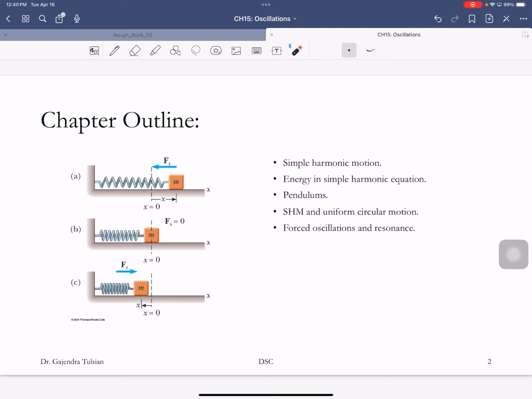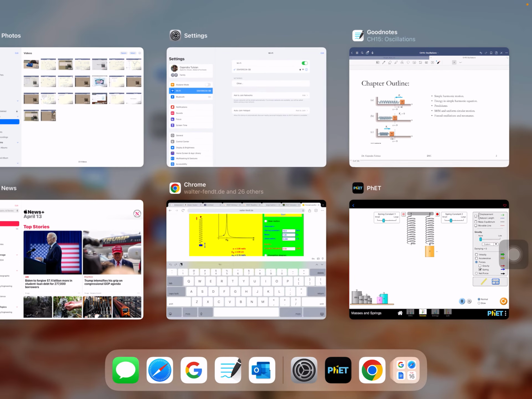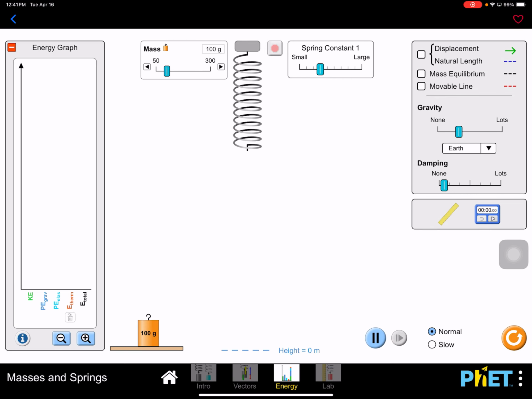All right, so here's your system now. This mass is sitting on a frictionless surface. And you see, there's the equilibrium position. You disturb it from the equilibrium position, the spring exerts a restoring force. If you compress the spring, it exerts a restoring force. Now here's another feature that's common about oscillations. Let me go back to that simulation. So we'll look at energy.